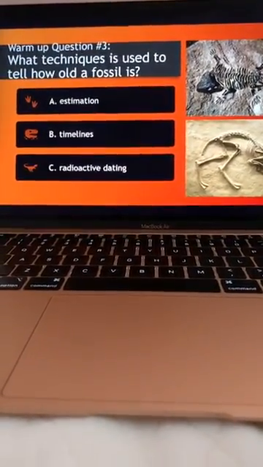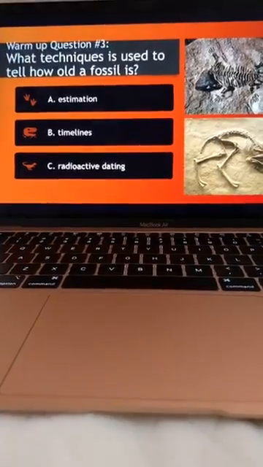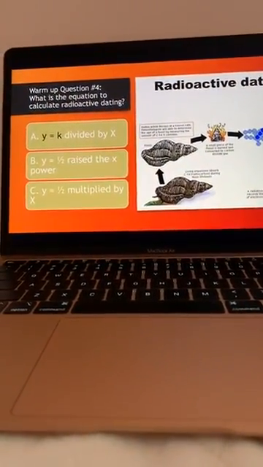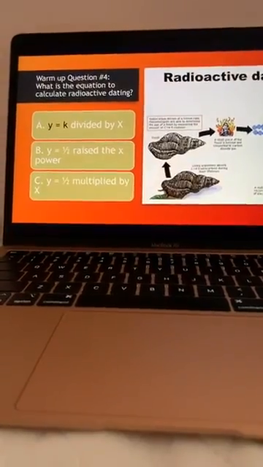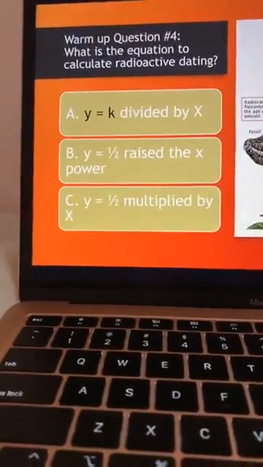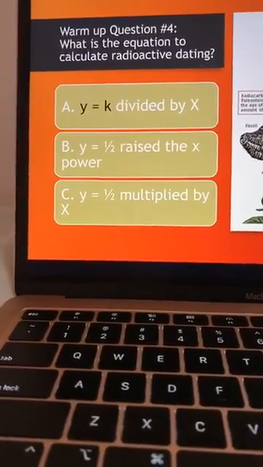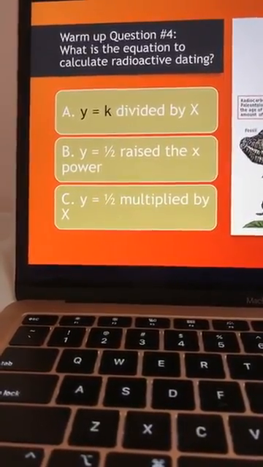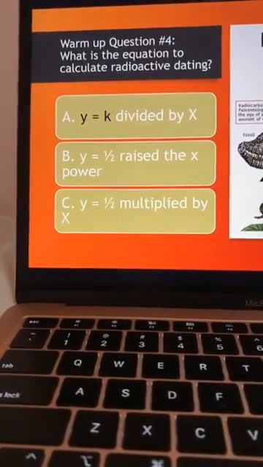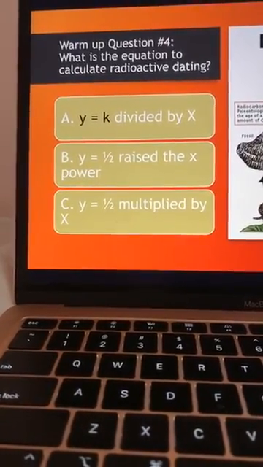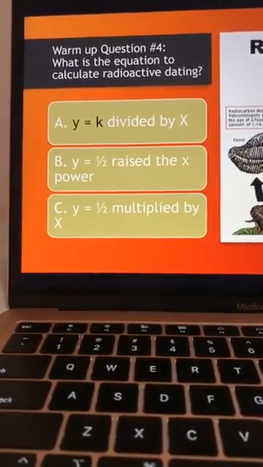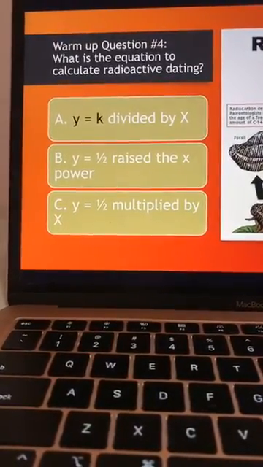All right, moving forward. Thank you, Lamia. Thank you, Sanaya. And last question, question number 4. What is the equation to calculate radioactive dating? Now, you can find this in your packet where we left off. If you go into the week 4 packet and you go on to the first page that says math connections, the equation for the radioactive dating is in that set of directions. Type your answer into this question here.